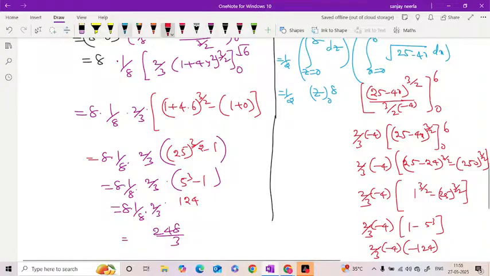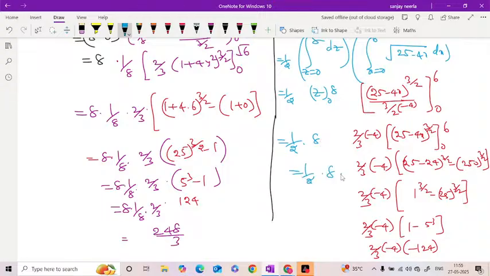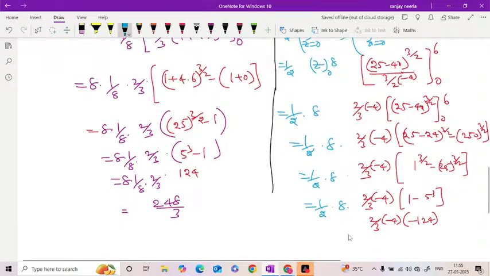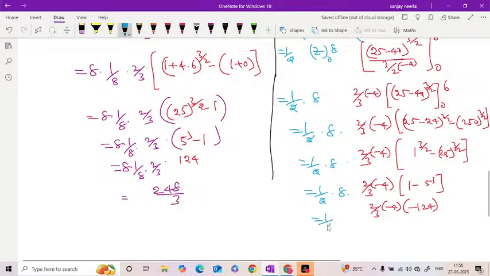Now come to the first integration result. The first integration is 1 by 2 into 8. Now what is the final result? Does the final result match?